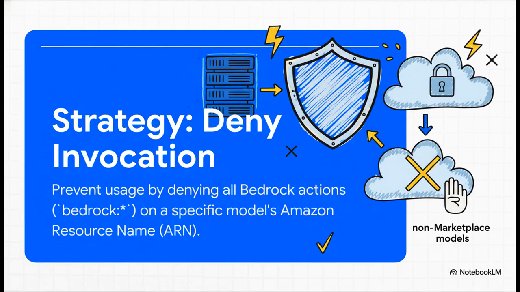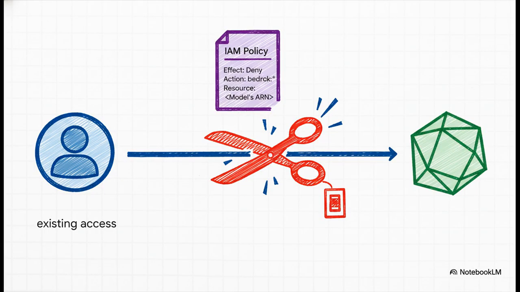And here's our new tool. The whole strategy flips from preventing the subscription to preventing the invocation, the actual use. You basically create an IAM policy that explicitly denies any and all Bedrock actions, like invoke model, on that specific model. You'll notice the IAM policy for this looks totally different. We're not denying a marketplace action anymore. Instead, we're denying Bedrock/star, which is a wildcard that covers every single action within the Bedrock service, but only for the resource we specify. This is a super powerful way to immediately cut off access to a model, even for someone who is already using it.